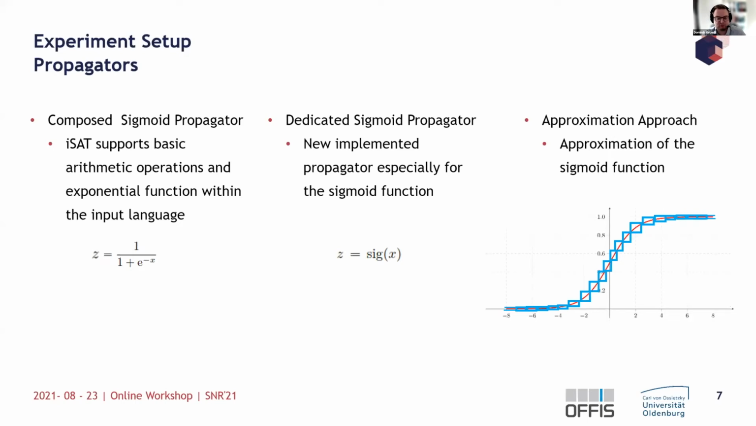And we also considered the approximation approach because in the community and the literature, there's often the case that the nonlinear functions are approximated. So we want to show, related to some other tools also doing approximation, how this approach will perform on a verification of neural networks with iSAT, or especially the combination of interval constraint propagation with SMT.